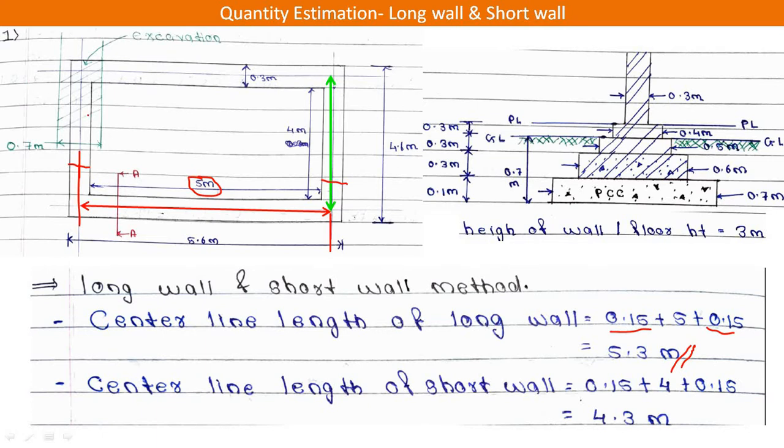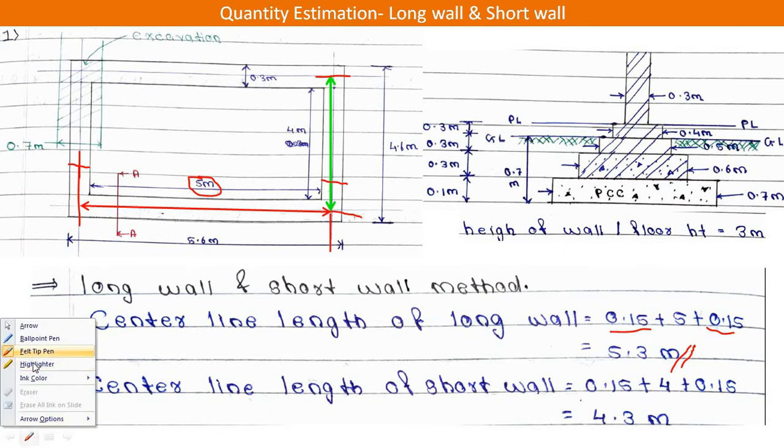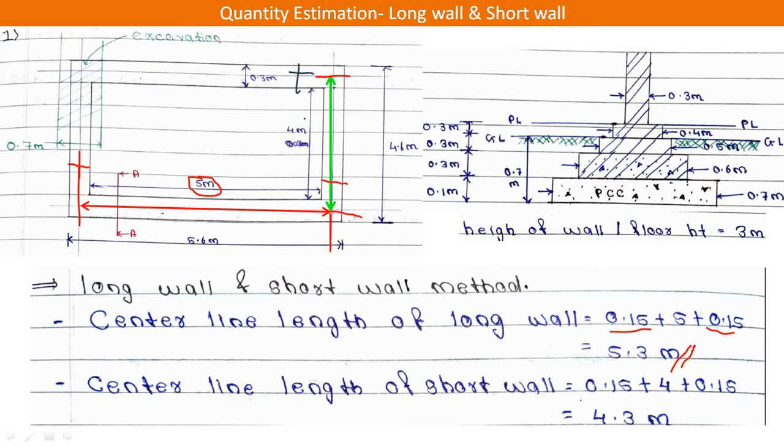Now we have to see the center line for the short wall. It will be from here to here. So here 0.3 by 2 plus 4 meter plus 0.3 by 2, which will be 4.3 meter. So we have found here 4.3 meter as a center line of the short wall.